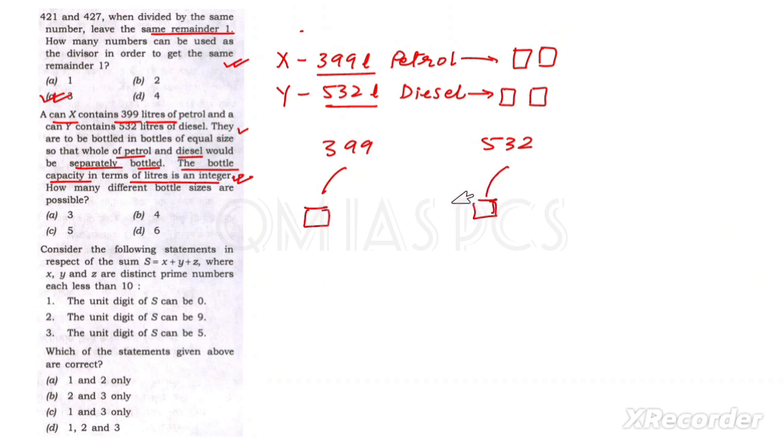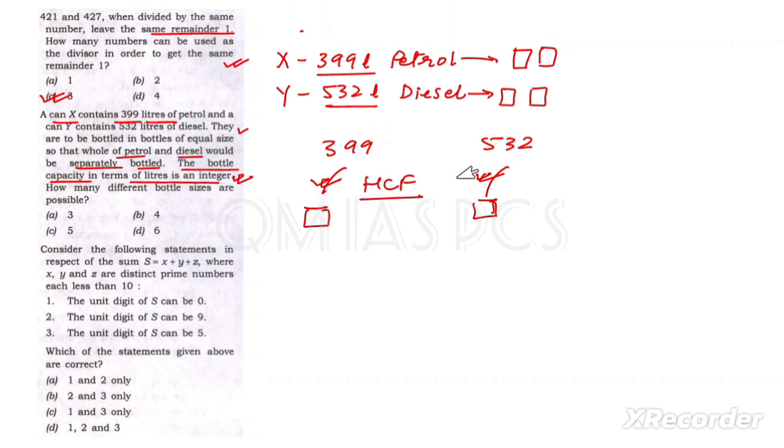Are you getting my point? If I say 3 is a number, a 3 liter bottle can be a possibility. So 3 liter is a possibility for this one and this one, both. 3 is not actually possible, but I am just giving you an example. Just consider this one. So we have to find the HCF of 399 and 532.